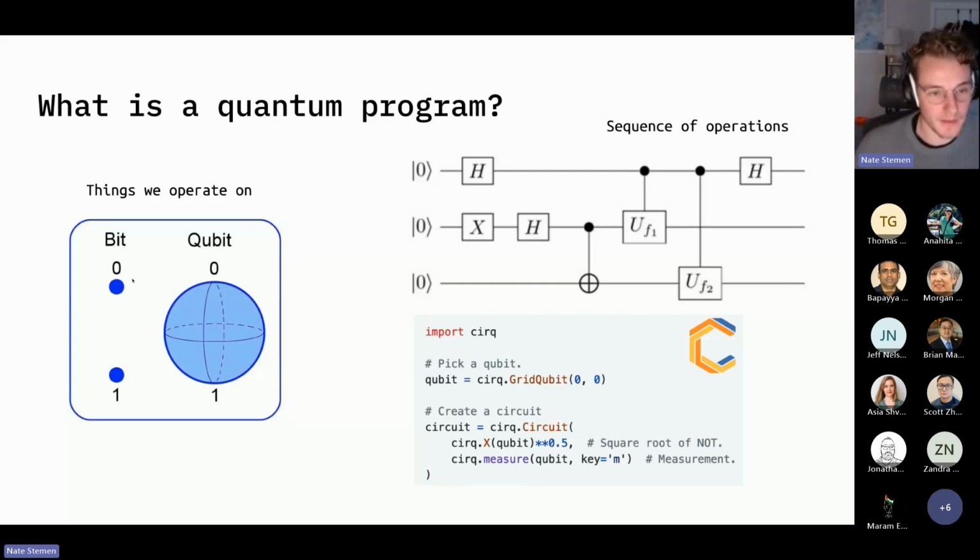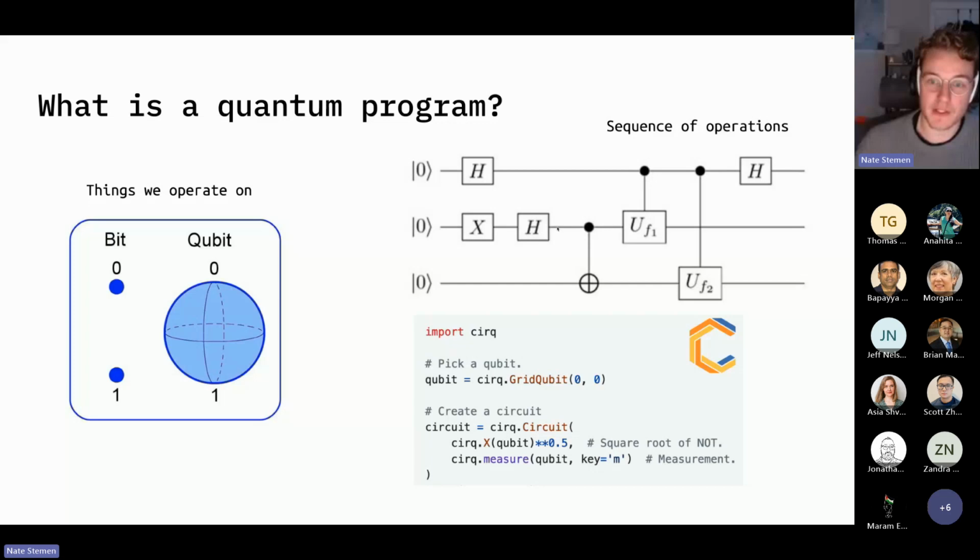In quantum computation, we have the 0 and 1 state for the things that we operate on, but there's this whole mix of other things that could be valid superpositions of those states, and you can kind of think about it as a sphere of possibilities.